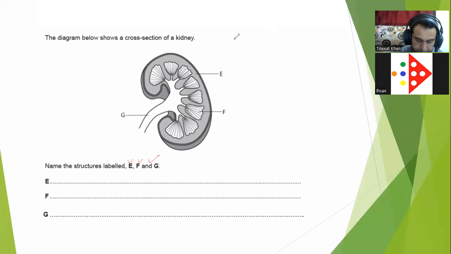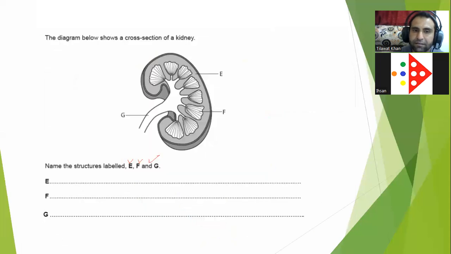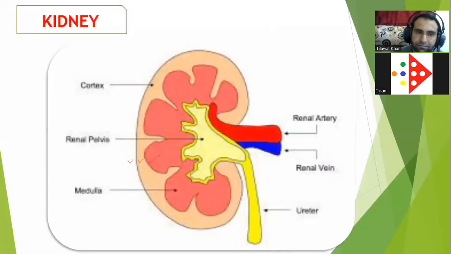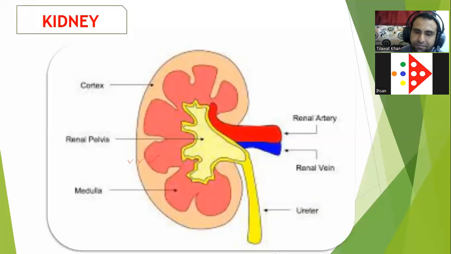Yes, please. E, let me go back. Let me help you. What is E? Medulla. No, let me help you once again. Oh, yeah, sorry, the cortex. Good, cortex, right? Could you please tell me what is F? The medulla. Good. And what is G? The renal, the urethra. Good, urethra.